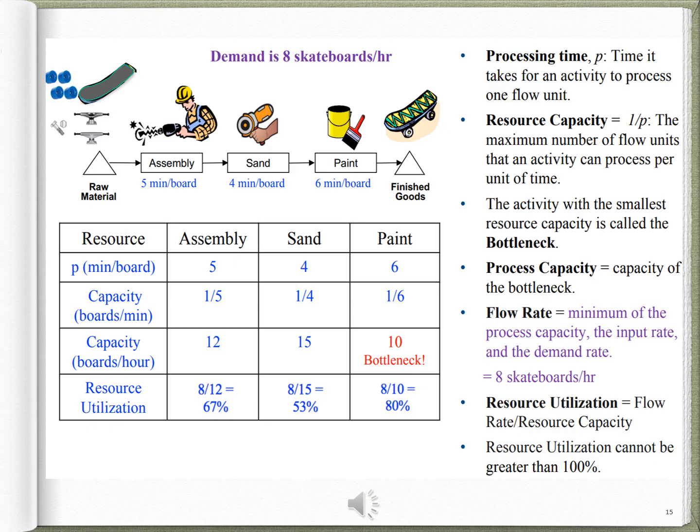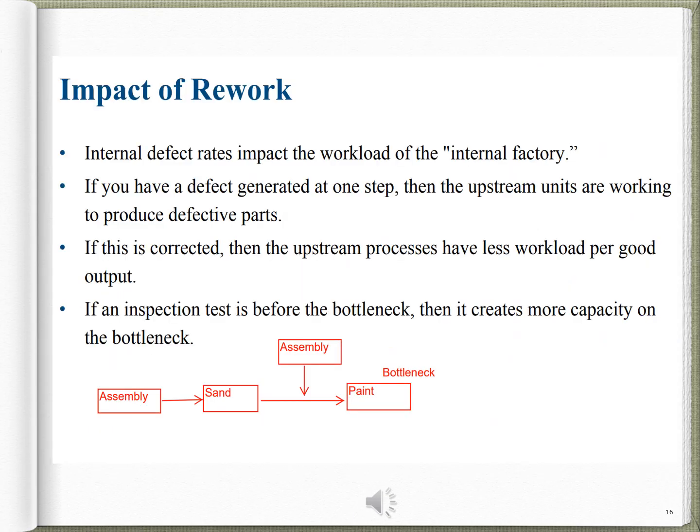But how will rework impact this? Internal defect rates impact the workload of the internal factory. If a defect is generated at one step, then the upstream units are working to produce defective parts. If corrected, the upstream processes will have a smaller workload per good output. If an inspection test is implemented before a bottleneck, then this will create more capacity on the bottleneck step.